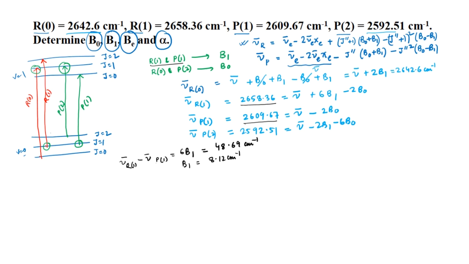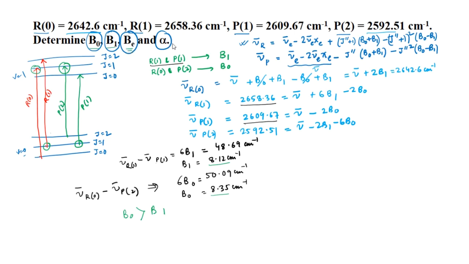Similarly, if we take nu bar R0 minus nu bar P2, we get 6 B0 equals 50.09 wave numbers. That means B0 equals 8.35 wave numbers. We can see from these numbers, 8.12 and 8.35, as we already know, that B0 is greater than B1. So, now we have found B0 and B1.